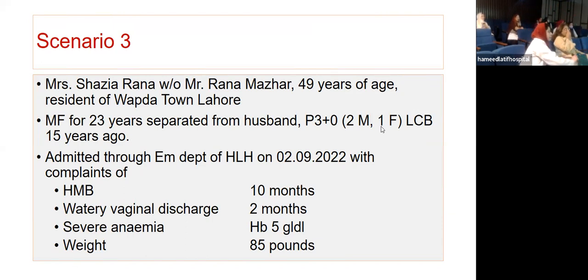Mrs. Shazia Rana, wife of Mr. Rana Mazhar, 49 years of age, resident of Cobda Town, Lahore, married for 23 years, separated from husband. There are 3+0, 2 male and 1 female child. Last child birth 15 years ago, admitted through emergency department of HLH on 2nd of September 2022 with complaints of heavy menstrual bleeding from 10 months. Watery vaginal discharge from 2 months and severe anemia, HB 5 gram per deciliter, weight 85 pounds.